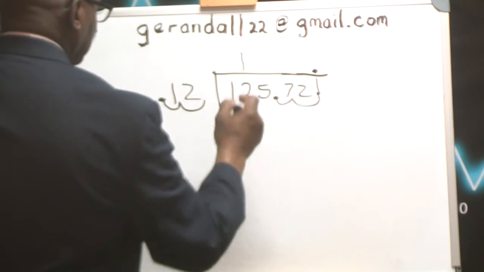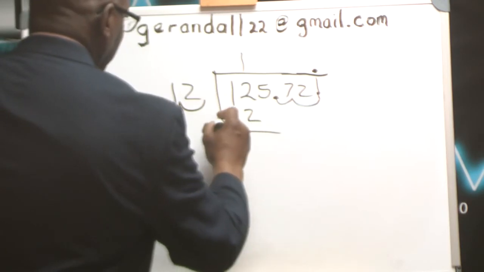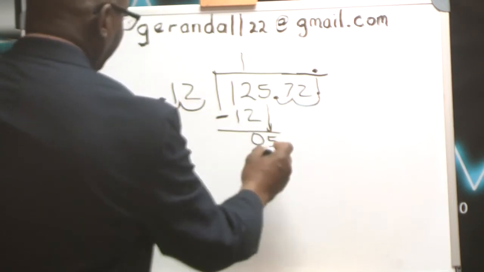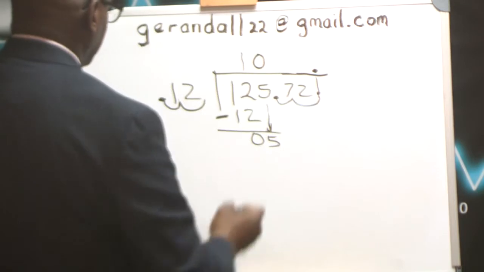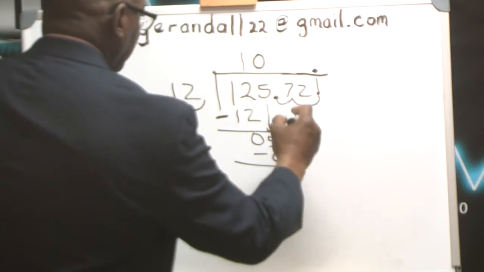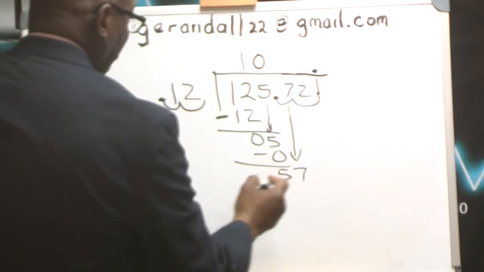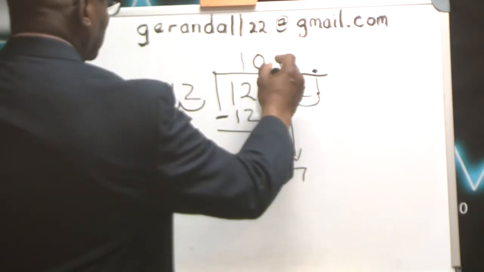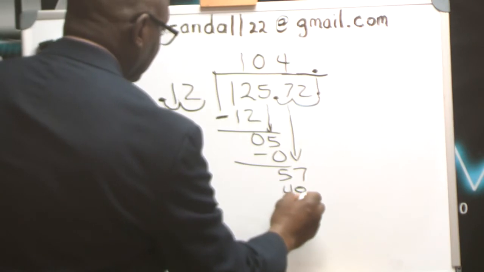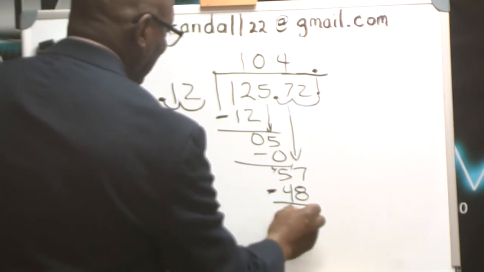12 goes into 12 once. 1 times 12 is 12. Subtract, get 0. Bring down a 5. Can 12 go into 5? No. 0 times 12, 0. Subtract. Bring down 7. How many 12s can you get out of 57 without going over? 4. This is why we need to know our basic facts. 4 times 12 is 48. Subtract. Borrow. That becomes 4. 9.